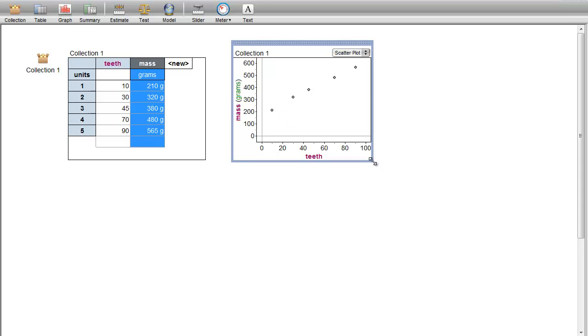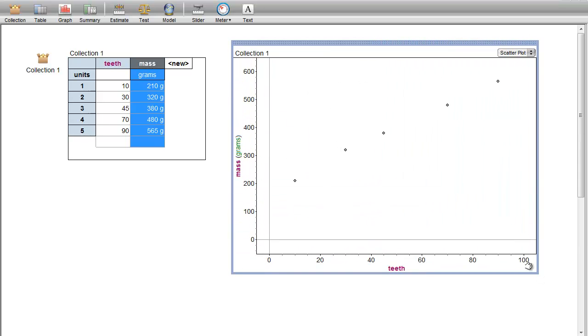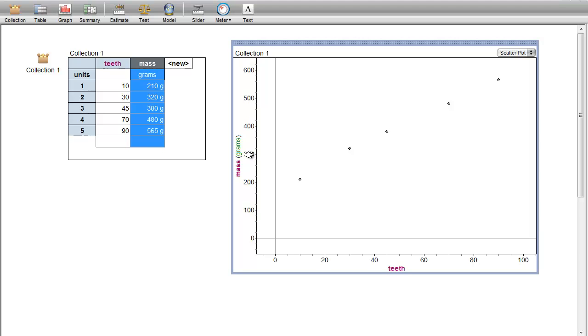Make your graph nice and big so you can see the whole thing with lots of space. You can change the scale by pulling on different parts of the axis: on the left-hand side of the axis, in the middle, on the right. You can do the same thing on the y-axis. Next, take a look to see what your data looks like.